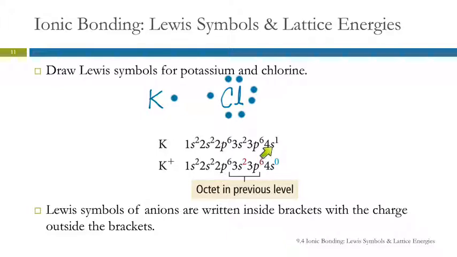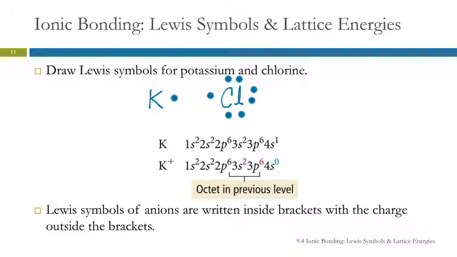So if we take this valence electron off here and make a positive ion out of it, 4s0, then these become the valence electrons. How many are there? 8. So instead of gaining 7 electrons, potassium can get an octet by just losing 1. So potassium's looking to lose 1 electron. Chlorine's wanting to gain 1 electron.